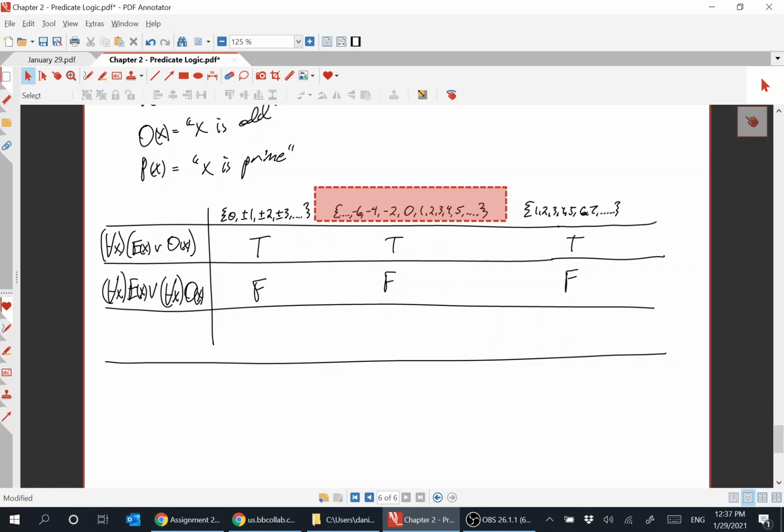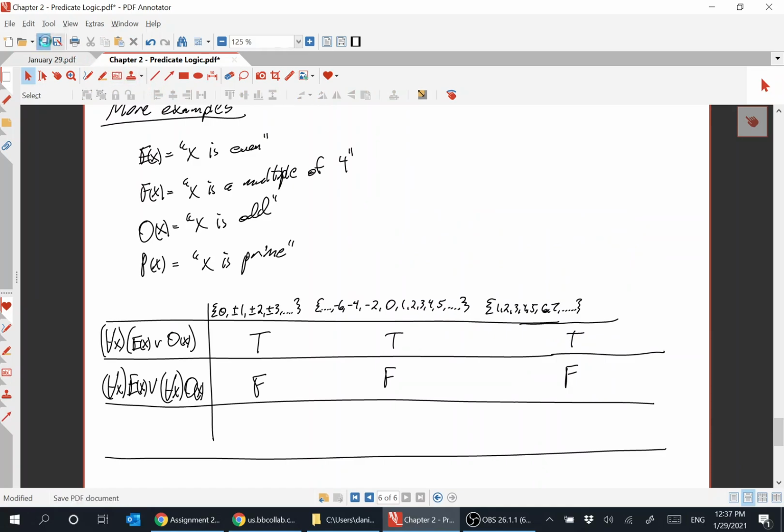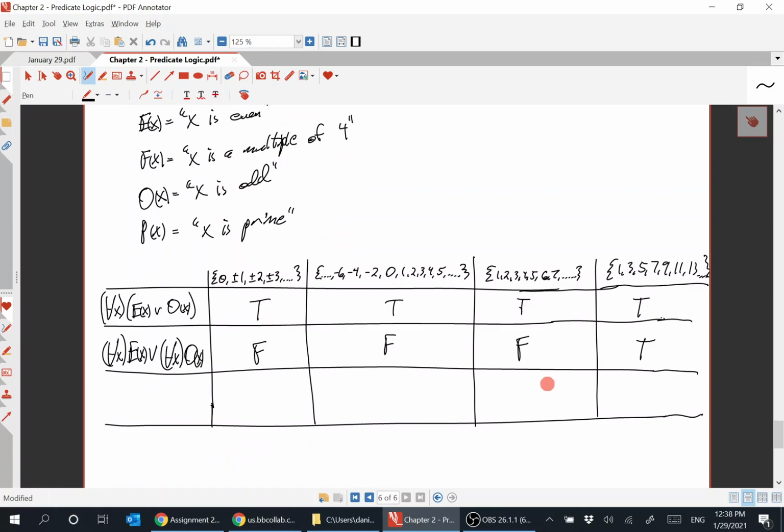So if we were to have a final thing like this, say just the odd positive integers 1, 3, 5, 7, 9, 11, 13, so on and so forth like that. Here, this is true, right? Because everything itself is odd. All right, so they're very different types of statements.